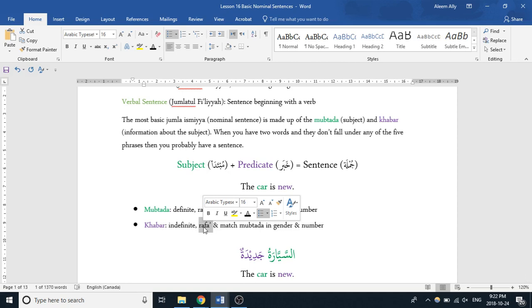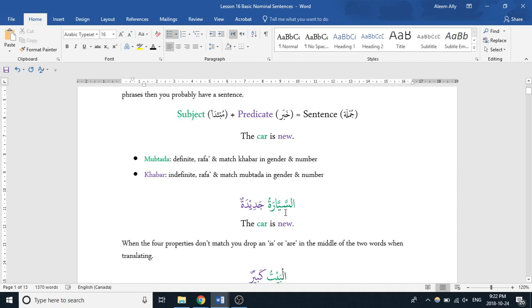If you go back, you can review your word chart and it will show you the 3 states of a noun. But anyway, it will be in a state of rafa', and it's going to match the mubtada in gender and number. The only difference is that it's going to be indefinite for a basic nominal sentence. This is just something to keep in mind. This is for a basic nominal sentence. It can get a little bit trickier as we move into more complex sentences. Anyway, let's look at an example.